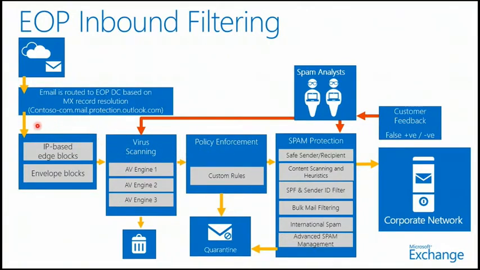First and foremost, the edge rules apply. Then we have some virus scanning. Then our custom rules apply. Then our spam protection. What are our safe senders and recipients, and some of the SPF senders and the bulk mail filtering? And what happens to the messages? Do they go into quarantine? And when they go into quarantine, what do we do with that mail? There's obviously ongoing feedback, and then eventually the messages either get delivered to our network or they get sent out or deleted.